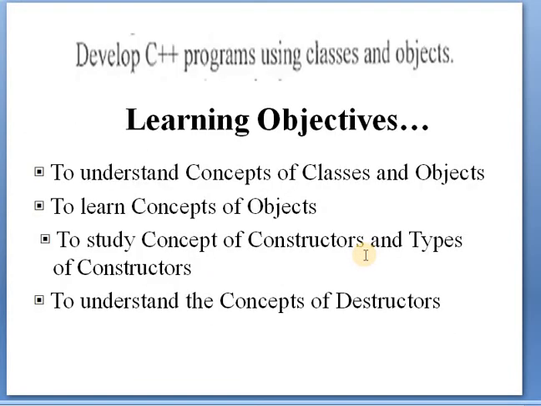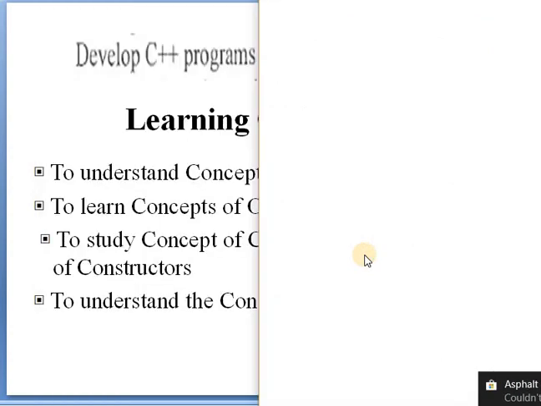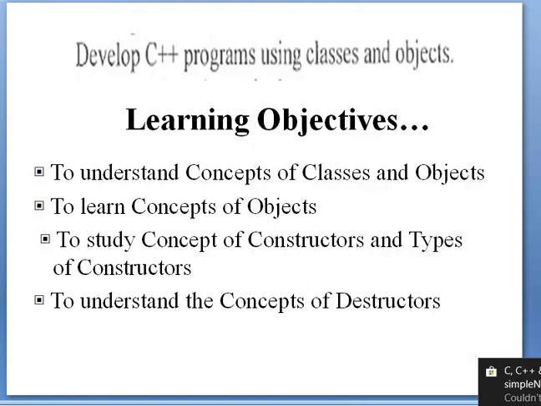So see here again, what is the course outcome of this chapter? Write programs using classes and objects. So after completion of this chapter, now you can write programs using classes and objects. Try to analyze yourself and try to write more programs.